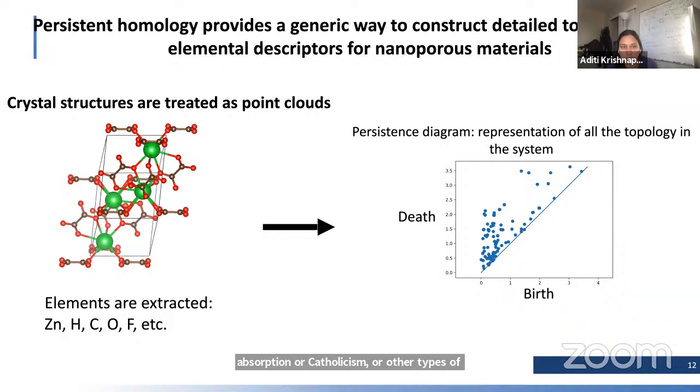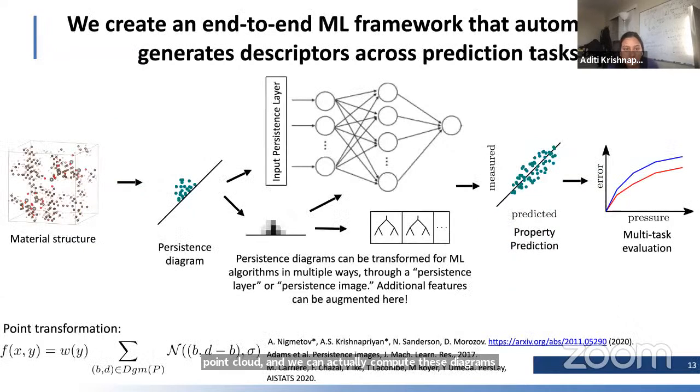And so we can actually use persistent homology to construct these detailed topological descriptors for these materials. So we can treat a structure like a point cloud, and we can compute these diagrams that represent all of the topology of the system. And then this is the workflow that we've implemented. I think there are definitely places where it could be accelerated or improved upon. But basically, we start with the material structure and compute all of the topology.